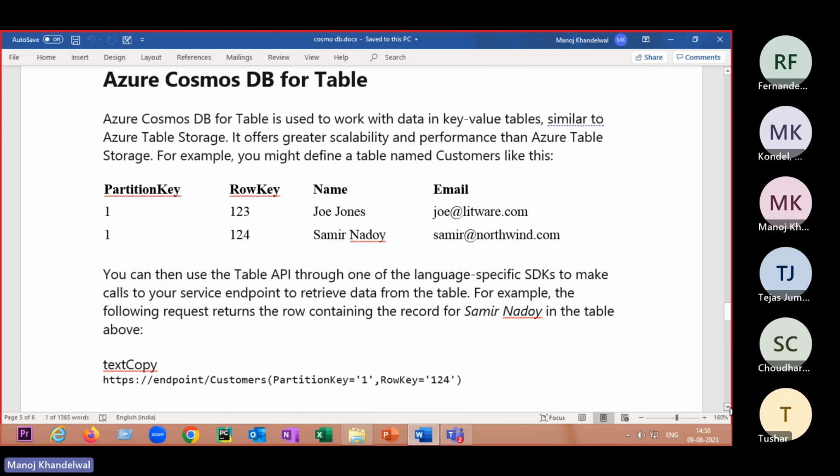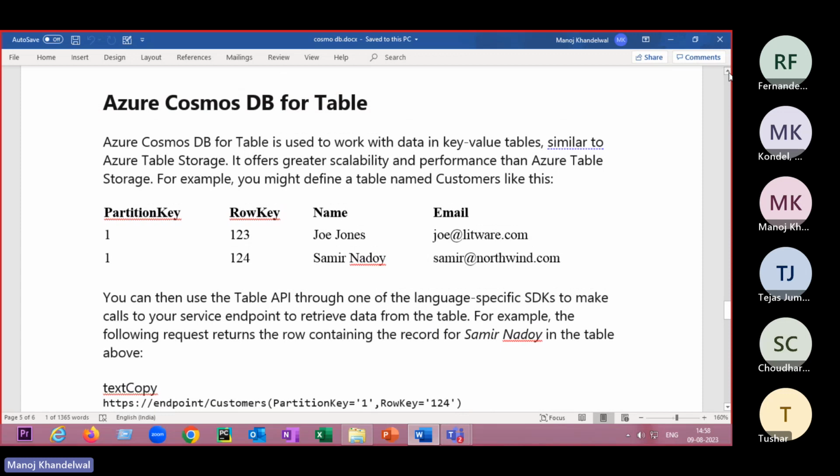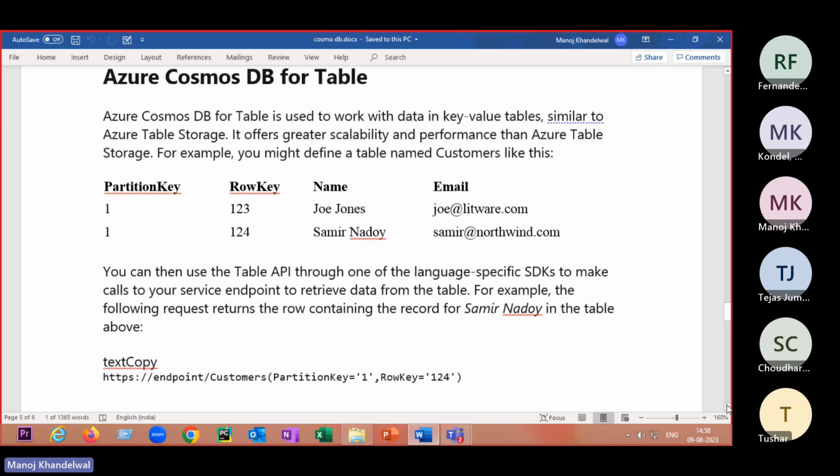So when you create a Cosmos DB instance for table storage, it will allow you to store data in the key value form like this. You can use the table API through one of the language specific SDKs to make calls to your service endpoint to retrieve data from the table. It returns the record Samir, this thing in the table above.